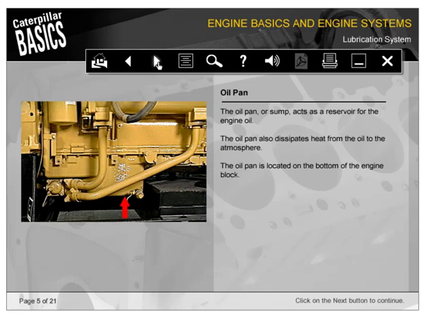The oil pan or sump acts as a reservoir for the engine oil. The oil pan also dissipates heat from the oil to the atmosphere. The oil pan is located on the bottom of the engine block.